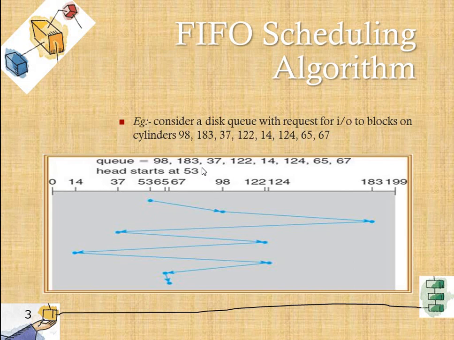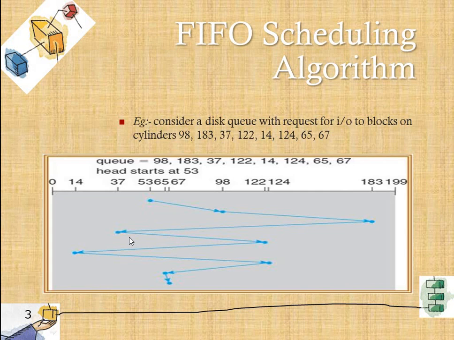So it is going to serve the requests in the form of first in first out. From 53 the next request is 98, so from 53 it moves to 98. After 98 we have a request of 183, so from 98 it moves directly to 183. From 183 there is a request for 37, so from 183 the head moves to 37.